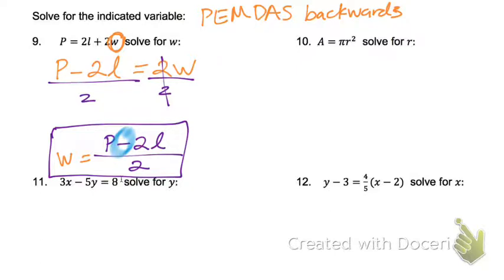Okay, let's try number 10. I'm going to circle R and I'm going to do PEMDAS backwards. There's no adding or subtracting. So I need to do what? Divide by pi. So A over pi equals R squared. Then what do I need to do? Square root both sides.